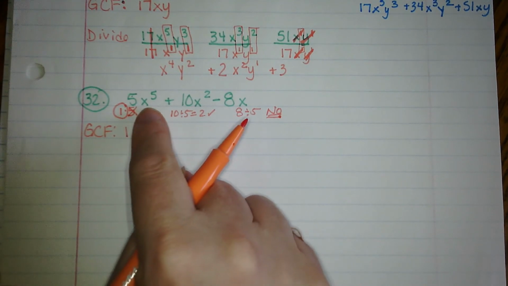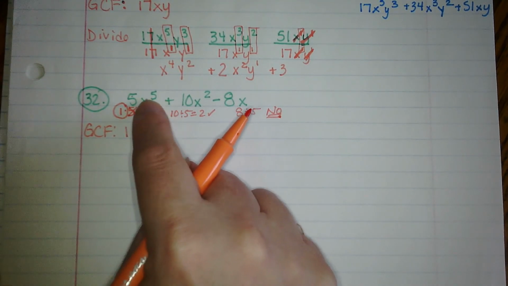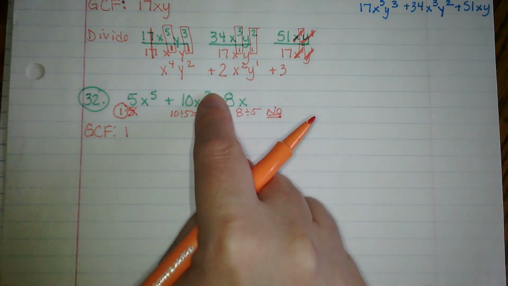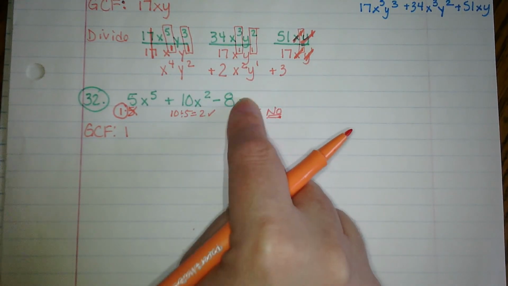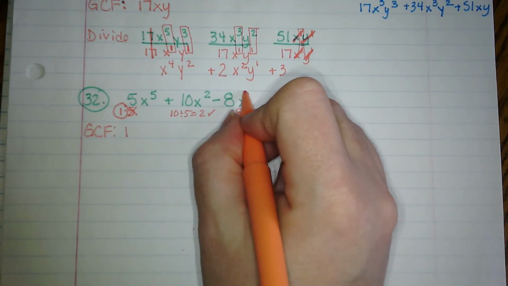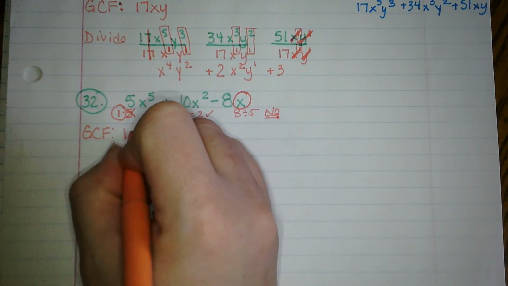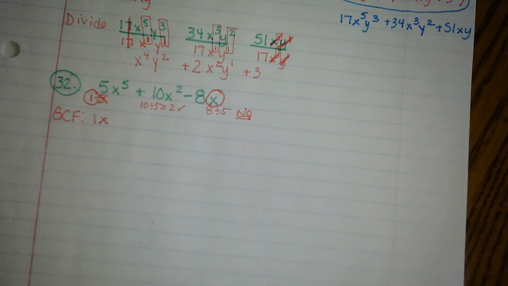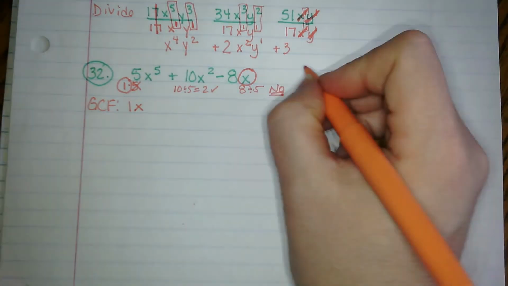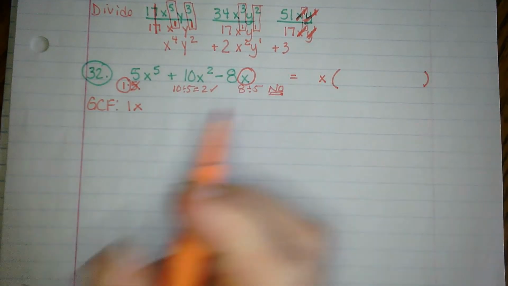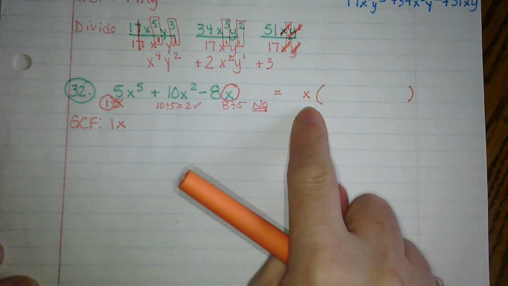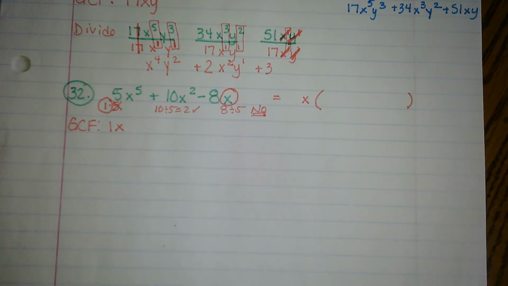Let's look at variables. I've got x to the 5th, so there's 5 x's here. I have x squared, so there's 2 x's here. And I have a single x to the 1st, so that's 1 x here. Remember, we want the lowest one. So our GCF is really just 1x or x. Put it on the outside of the parentheses. Now we have to divide.